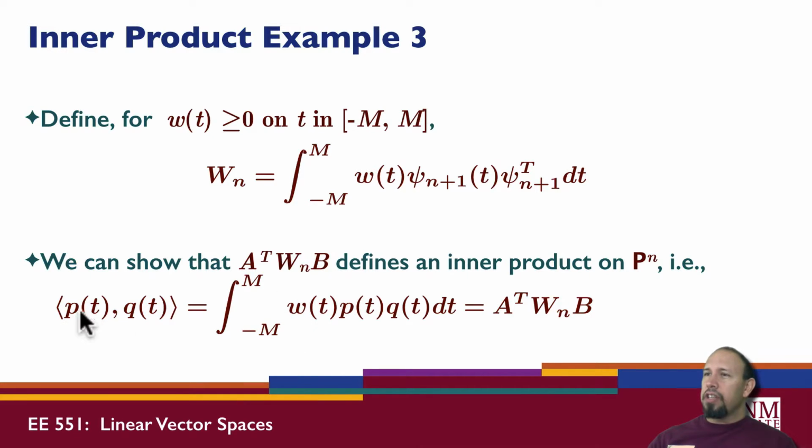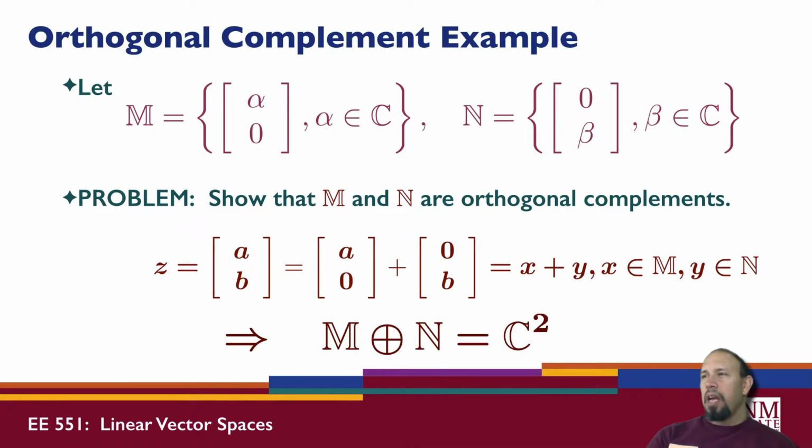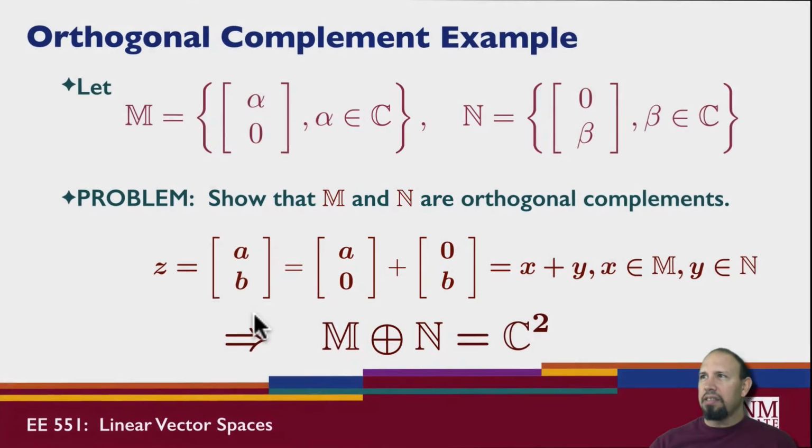So anyway, this defines an inner product on that space of polynomials. That space of polynomials obviously is more complicated than an n-dimensional vector, but we can still define an inner product on it. All right, inner product example 3. You can go through and show that this satisfies all those 4 properties for an inner product. I'm not going to do that, but you can go through and show that that's the case.